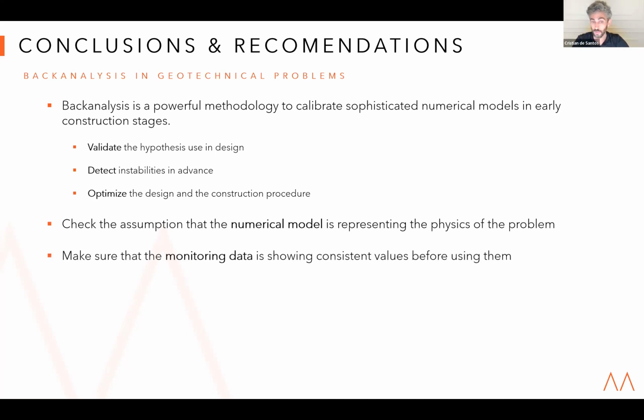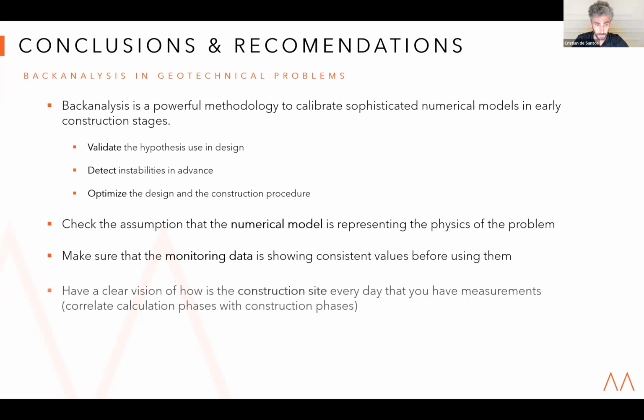The similar thing is with the monitoring data. We need to make sure that the data is good in quality, but also that we have enough information to make our analysis. And also, that seems obvious, but it's extremely important to have a clear visibility of what was happening on the site the day that we had data.